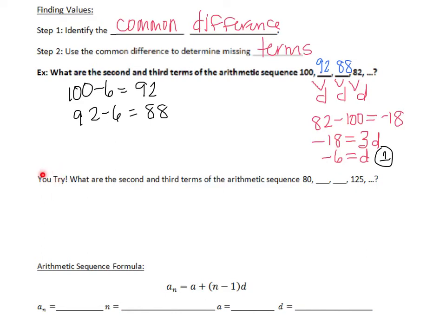Alright, so you try. Find the second and third terms of the arithmetic sequence: 80, blank, blank, 125, and so on. Again, you might want to pause right here because I'm going to continue on with the notes.